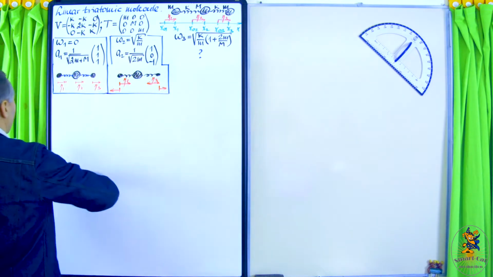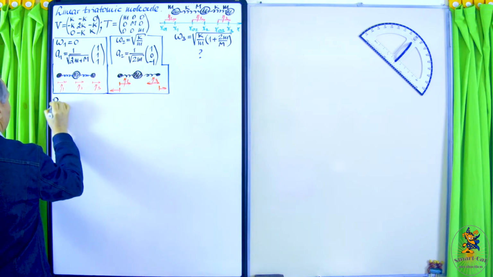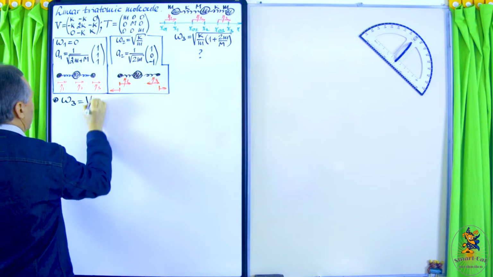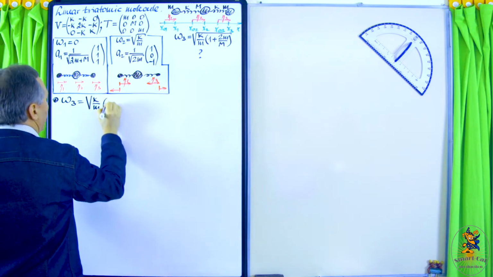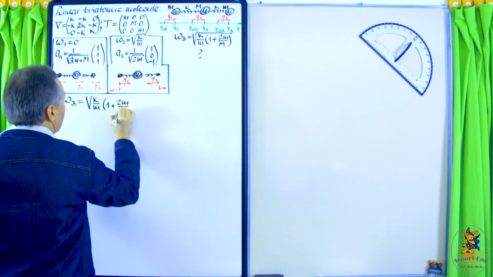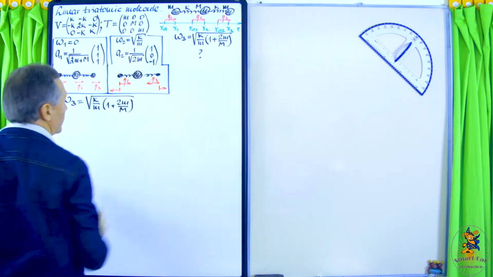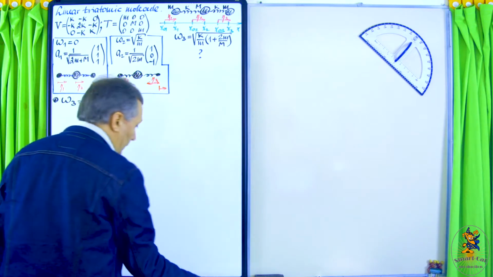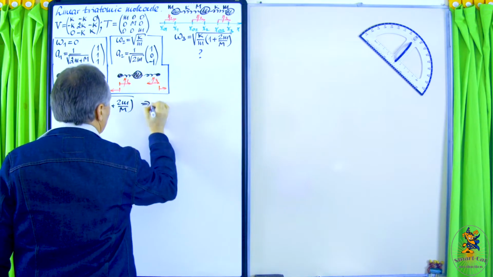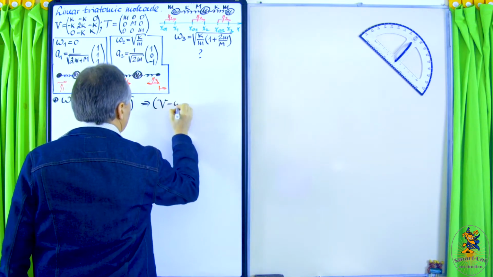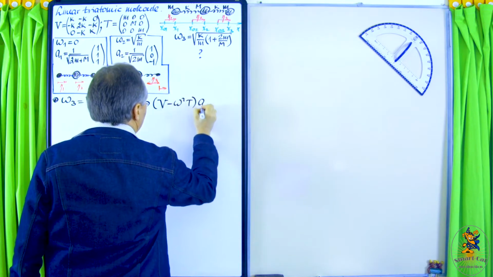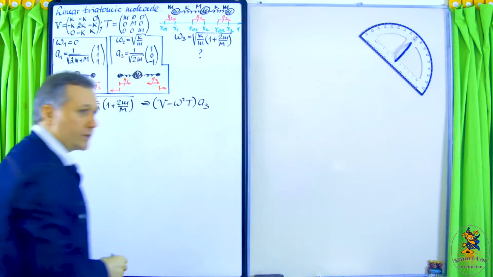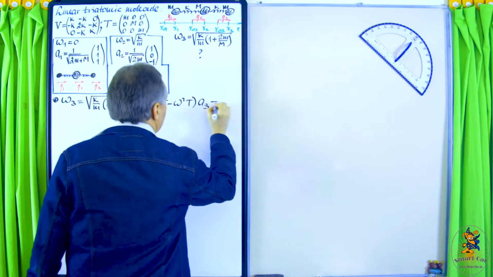I will probably move up here and rewrite that frequency, omega 3 equals the square root of k over m small times (1 plus 2m small over m capital), right? And then we need to put it as usual in the eigenvector equation, which is V minus omega squared T, times the eigenvector, this is now number 3, equals 0.